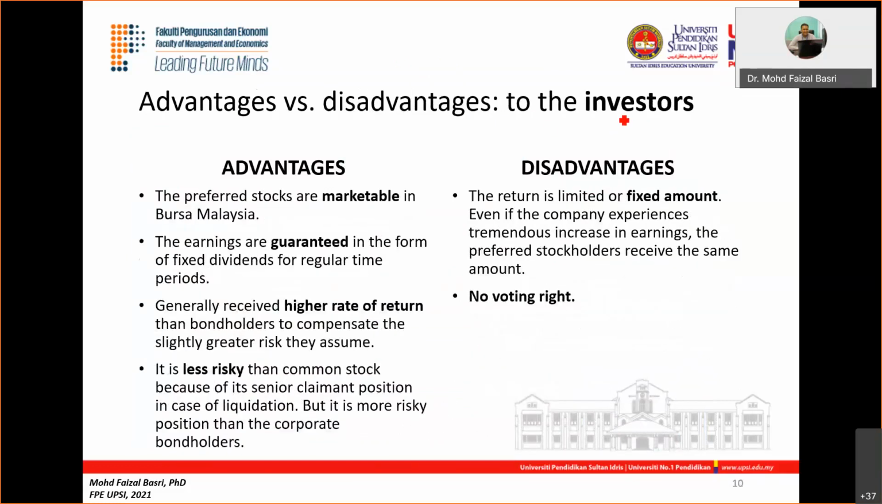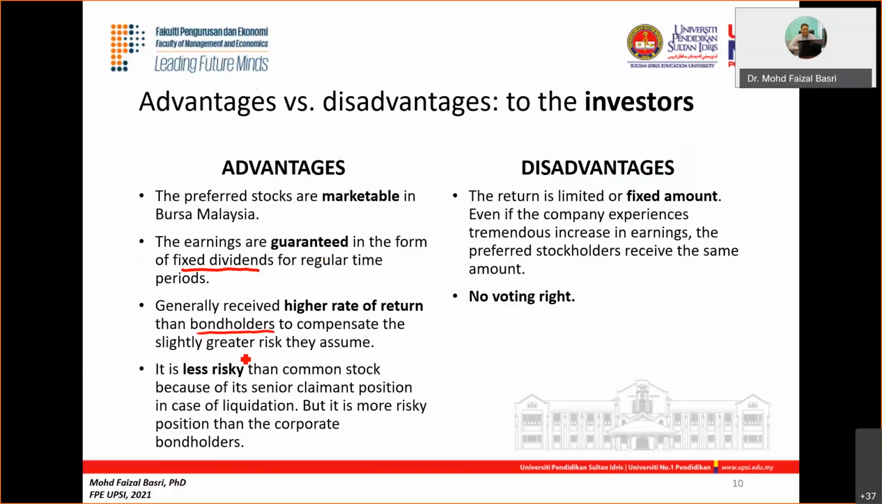From investors' point of view, the advantages would be the instrument is marketable. You can purchase it in Bursa Malaysia. Okay, the earnings are guaranteed because it is a fixed dividend. So therefore, as investor, you know your returns are fixed, and somehow guaranteed. Your returns are slightly higher as compared to bondholders.